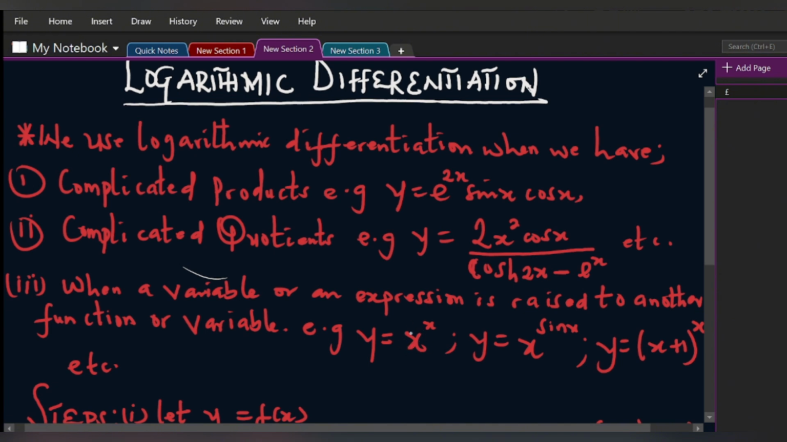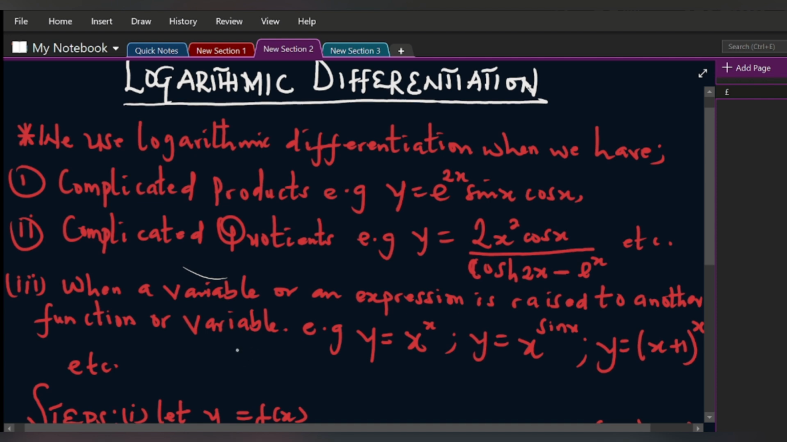And I know you might have come across questions like this in some materials. Differentiate y equal to x raised to the power of x. Another case, x raised to the power of sine x. It can be x raised to the power of anything. So long as it is a variable raised to a function, we use logarithmic differentiation. Another case is when we have y equal to x plus 1 to the power of x, etc. Cases like this, from case 1 to 3, are cases where we use logarithmic differentiation.